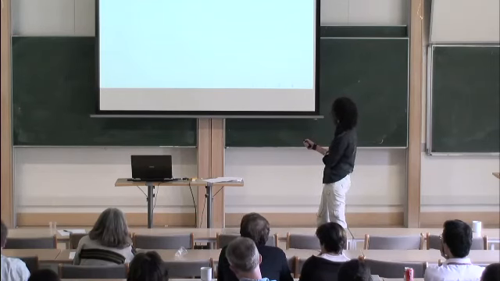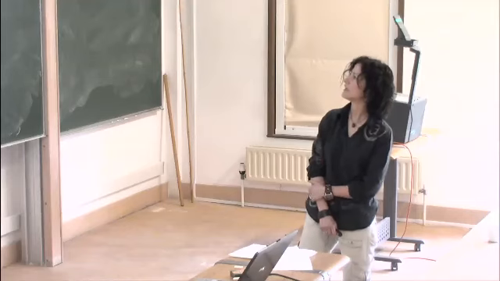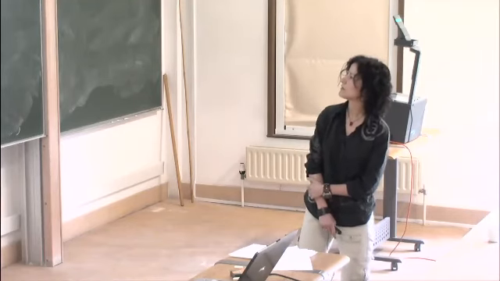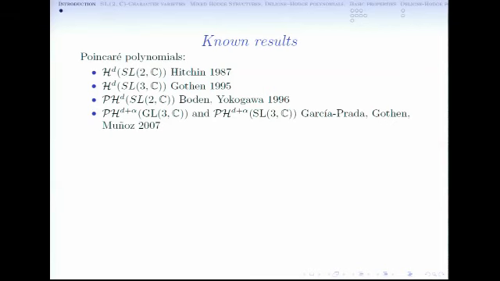is this one? I was using d for the degree, and d plus alpha will be the parabolic degree, which is the one corresponding to the parabolic situation. So there will also be a plus alpha. Boden and Yokogawa computed the rank 2 case with fixed determinant, and the rank 3 case was computed more recently, in 2007, by García-Prada, Gothen, and Muñoz.